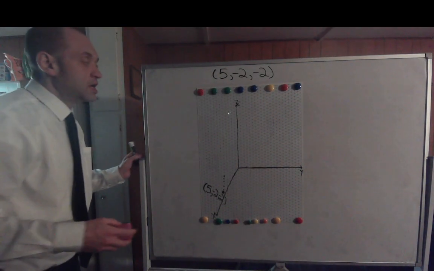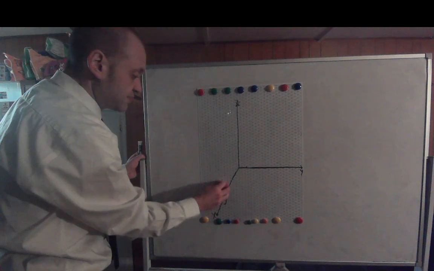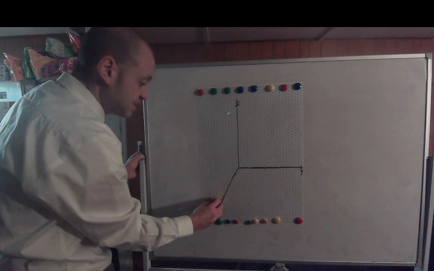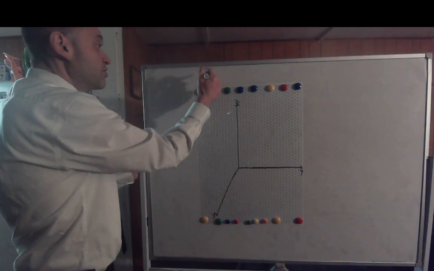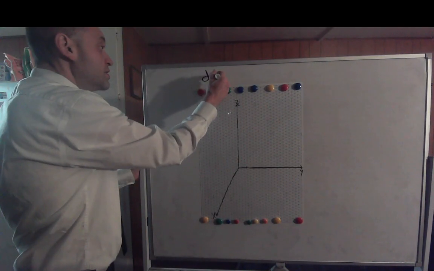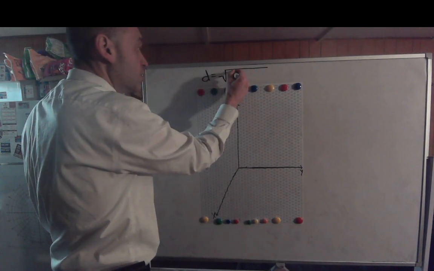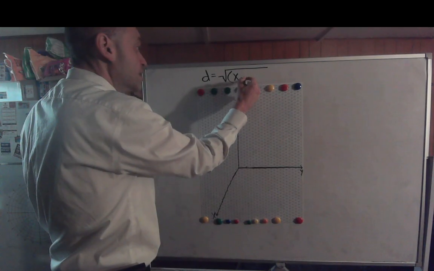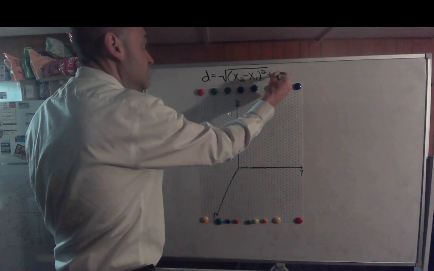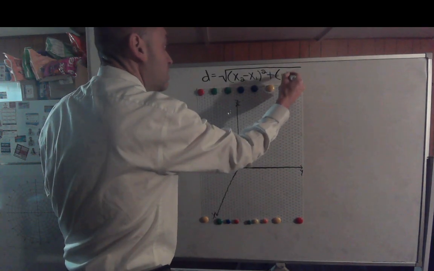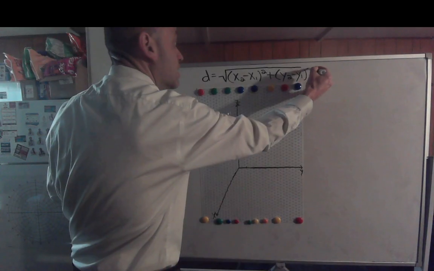Alright, so those are plotting points. Now we're going to talk about the 3D distance formula. So yes, we can find the distance between 2 points in space. If we remember, the distance formula in 2 dimensions was the square root of our x2 coordinate minus our x1 coordinate squared plus our y2 coordinate minus our y1 coordinate squared.